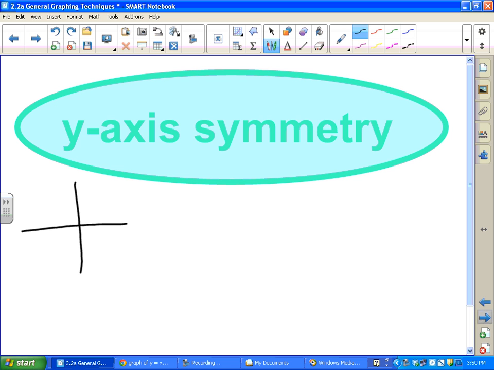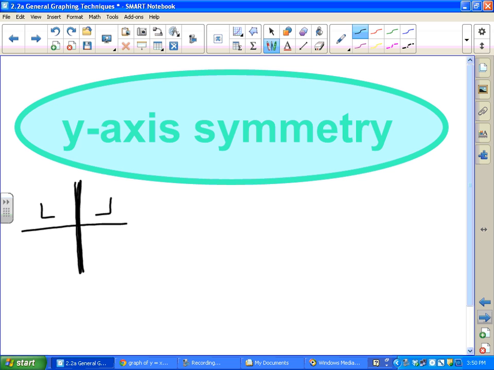Where's the y-axis? It's this vertical axis. So it means that whatever's over here on the left is mirrored over the y-axis on the right. Okay? So that's your line of symmetry, the y-axis. And we can test if an equation has y-axis symmetry algebraically.